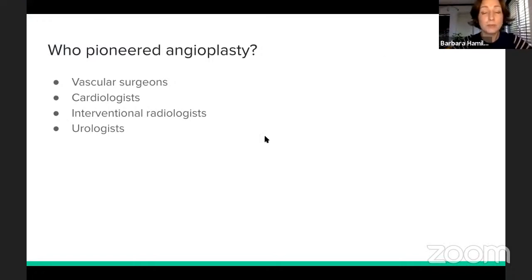So this surprises a lot of people, but interventional radiologists were actually the ones who pioneered angioplasty. And of course, it was adopted by many other physicians because it was a great technique. But it was the father of interventional radiology, Charles Dotter, who did the first angioplasty, and he saved a woman's leg. She had gangrene and she was refusing an amputation, and he saved her foot. This is a pretty cool story.